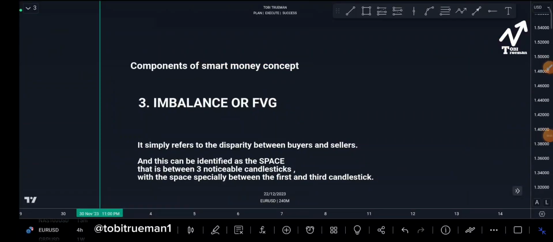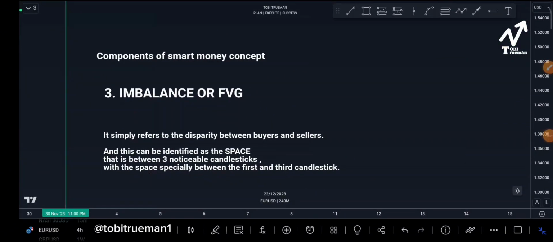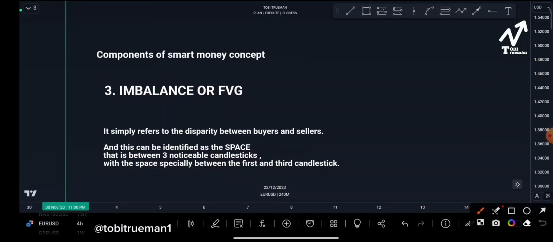Okay, you are welcome to today's lesson on the components of smart money concepts. We'll be looking at the third component, which is imbalance or FVG. FVG means fair value gap. That's the full meaning of FVG.